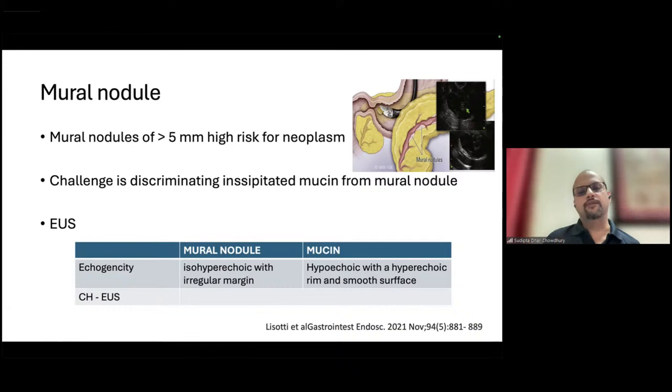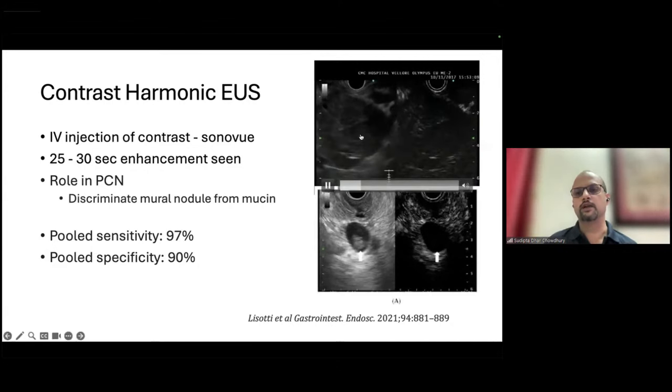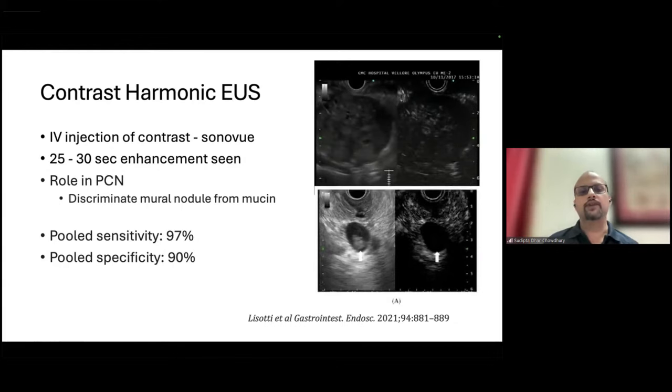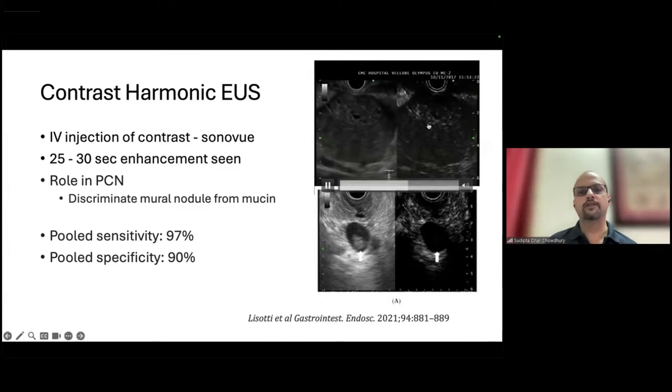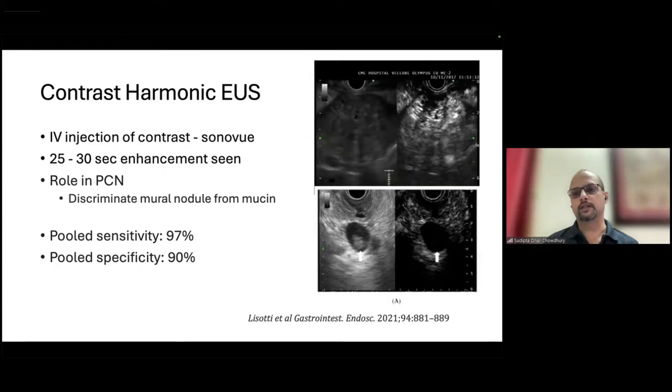Then comes the role of an advanced modality of EUS called contrast harmonic EUS. As you can see here, in the right upper quadrant, is another cystic neoplasm with small microcystic patterns. It involves injection of an IV contrast, which is Sonovue, an ultrasound contrast. Once we inject the IV contrast, within 25 to 30 seconds you can see enhancement of the vascularity in the pancreatic cystic neoplasm. Its primary role is in discriminating a mural nodule from mucin, and nothing beyond that.